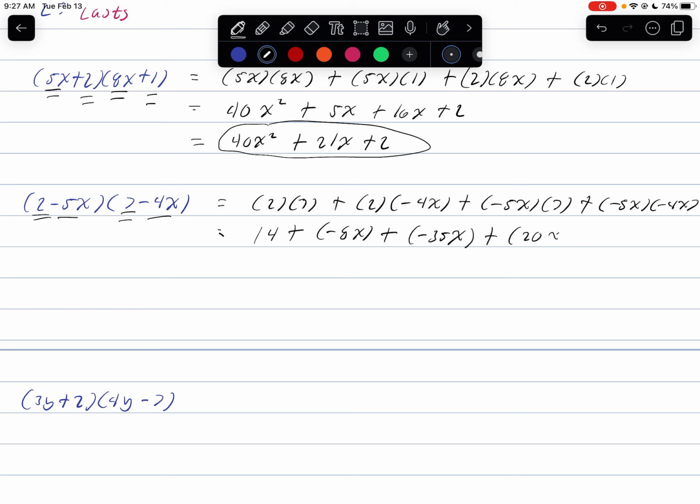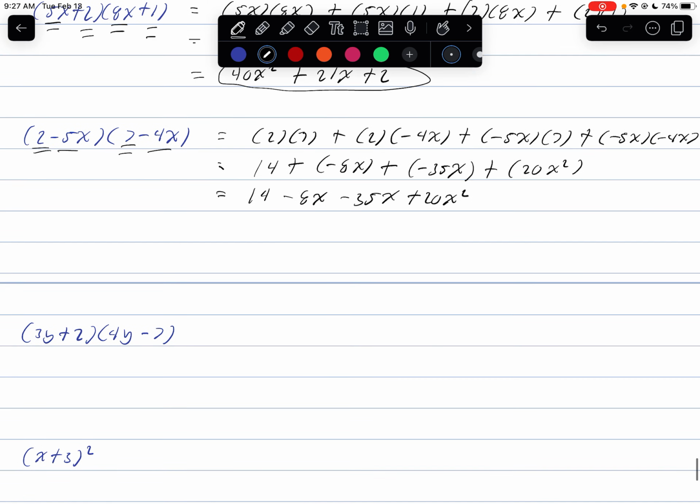And then x times x is x squared. So we'll have 14, and we can remove these parentheses by just having 14 minus 8x minus 35x plus 20x squared. Okay, and now we can combine like terms. So we have one x squared term, so we'll put that out front. Usually it's a good practice to put your polynomials in standard form or in descending order. It's not wrong here if you don't, but usually polynomials are written in descending order. So I like to put the highest degree term out front.